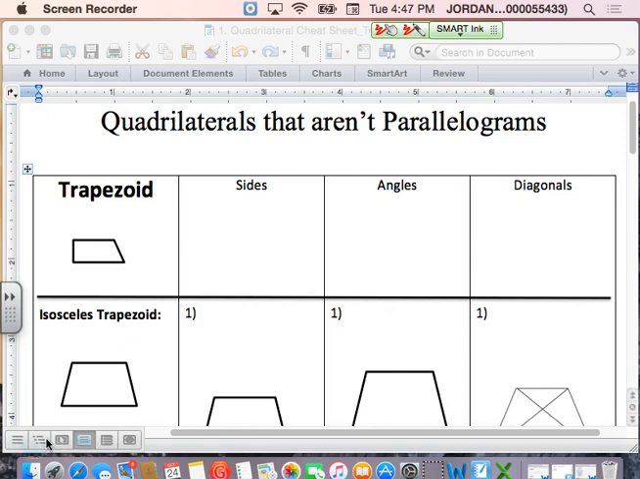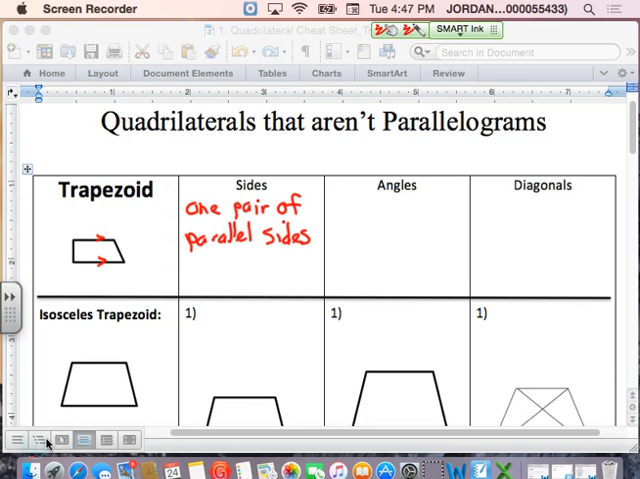So you can see an example of a trapezoid right here, and the thing about the sides of a trapezoid is that you have one pair of parallel sides. Okay, just one pair. The other two sides are not parallel. So we can put little parallel marks right here and right here. Now that's about all about sides.